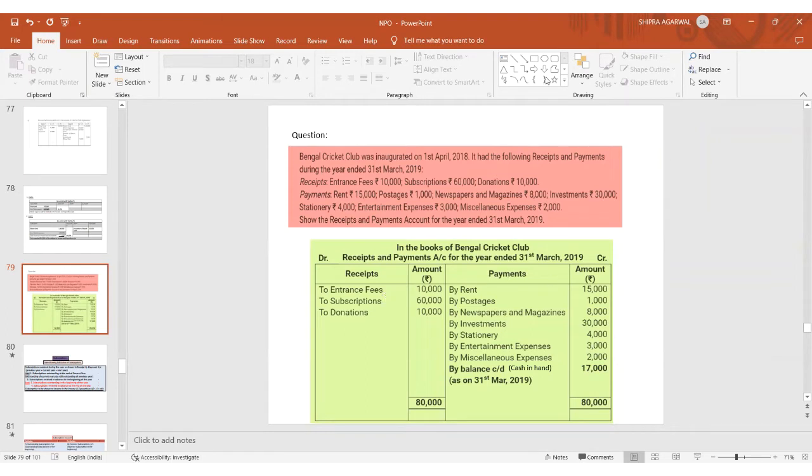Now, when we do the total of both the sides, you can see that the balancing figure is coming on this side. So this will be my balance carried down, that is cash in hand, right? I'll do the total of both the sides. I can see my debit side is 80,000 and the credit side is short by 17,000. So as such, my balance will be on the credit side.